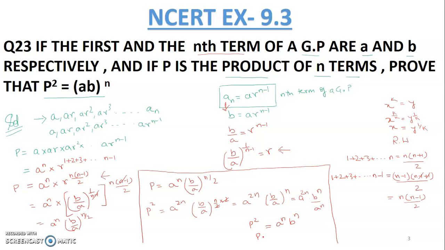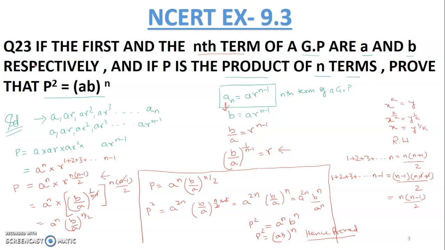So this means I can write p square is equal to (ab) whole raised to the power n. Are you following, students? p square is equal to (ab) raised to the power n. So this is what we had to prove. So hence proved. Okay, I hope students have followed. So in this way we will complete this.